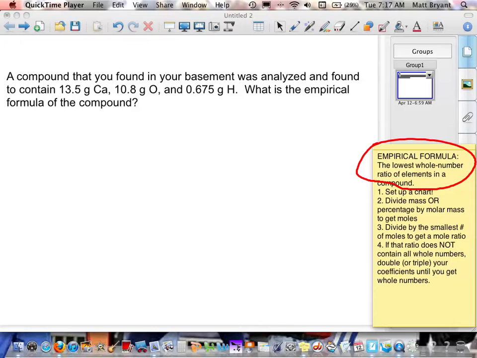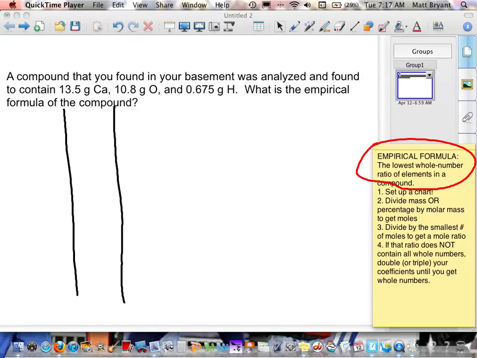So the first thing we're always going to do when we're solving an empirical formula problem is set up a chart. Now, I learned this from one of my chemistry teachers many years ago, and I think it's the most useful way to organize your thoughts when you're trying to figure out an empirical formula. There are other ways to do it, but the better you organize yourself, and I honestly believe this, the better off you're going to be. So, I'm going to go ahead and make this chart. It's going to take me a minute here, but I'll explain what I'm doing. So, I'm making a column for each of my elements.